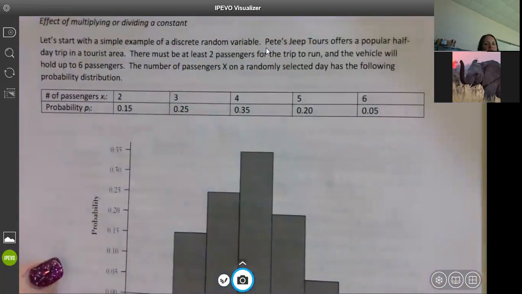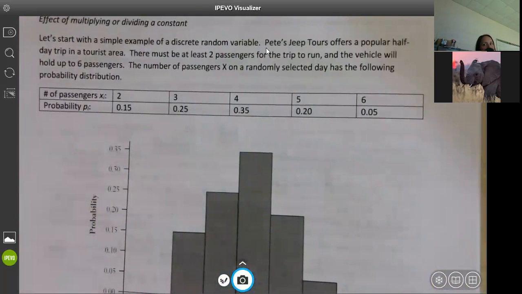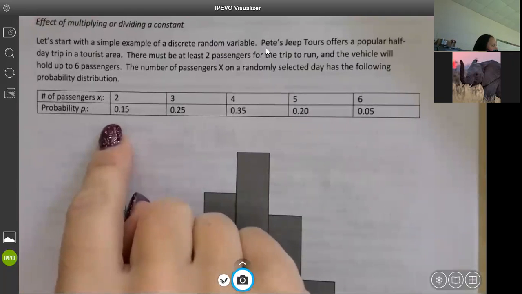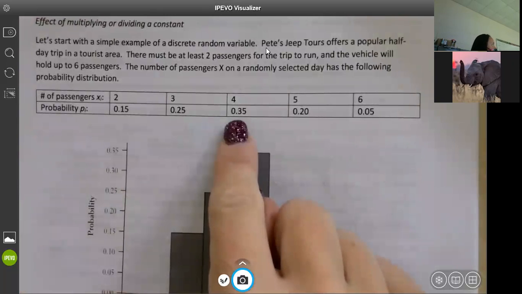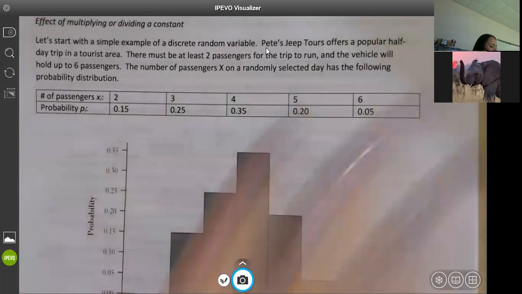All right, so let's start with a simple example of a discrete random variable. Peach Jeep Tours offers a popular half-day trip in a tourist area. There must be at least 2 passengers for the trip to run, and the vehicle will hold up to 6 passengers. The number of passengers X on a randomly selected day has the following probability distribution. So 2 to 6, there's a 15% chance of getting 2. There's a 25% chance of getting 3, 35% chance of getting 4 passengers. Everybody understand that? That's where that's coming from.